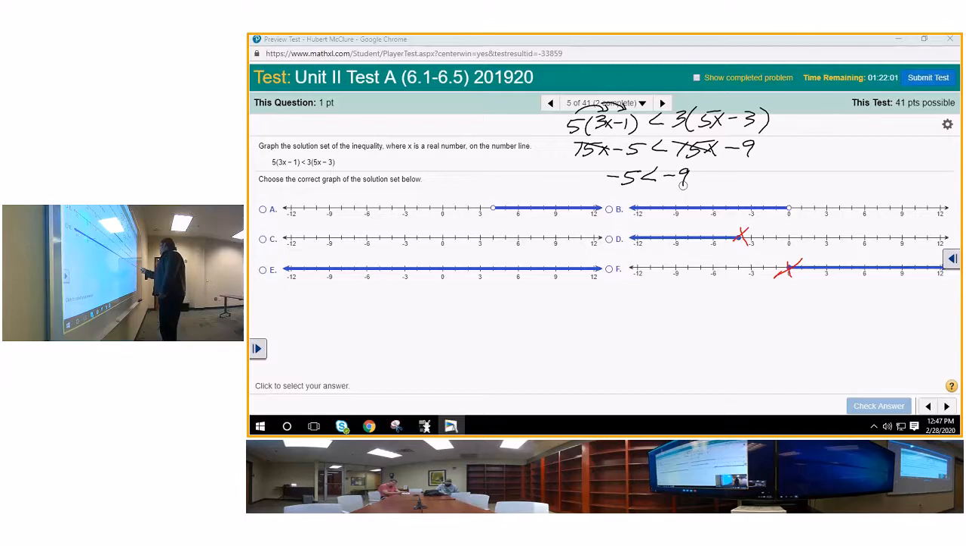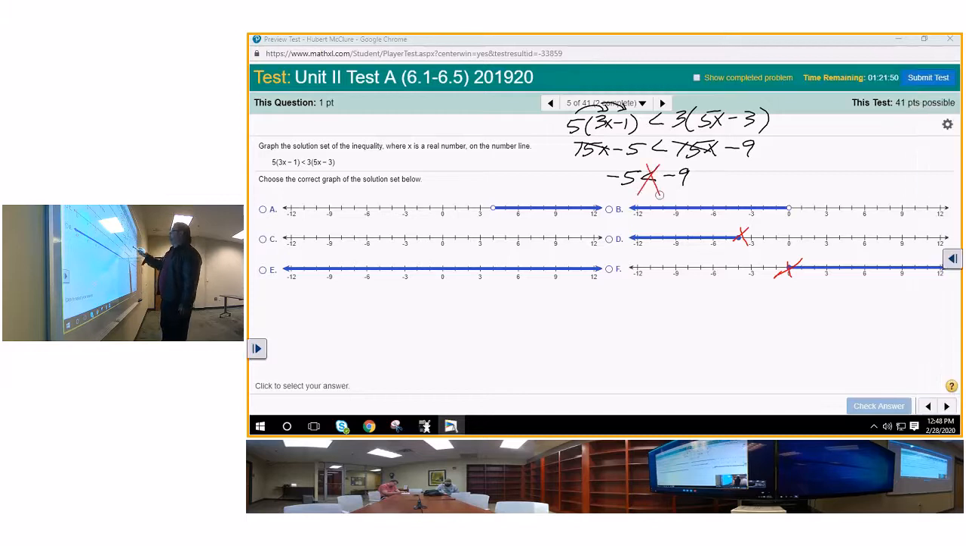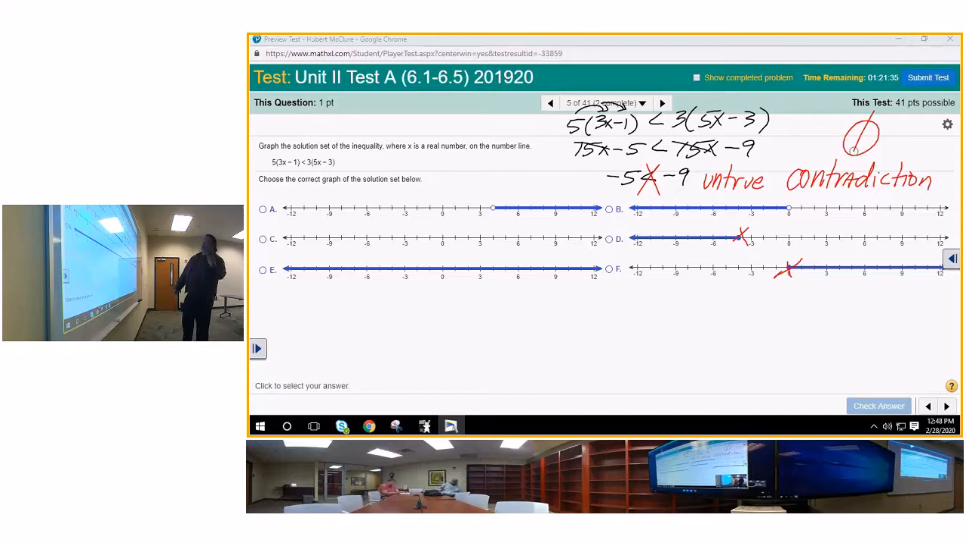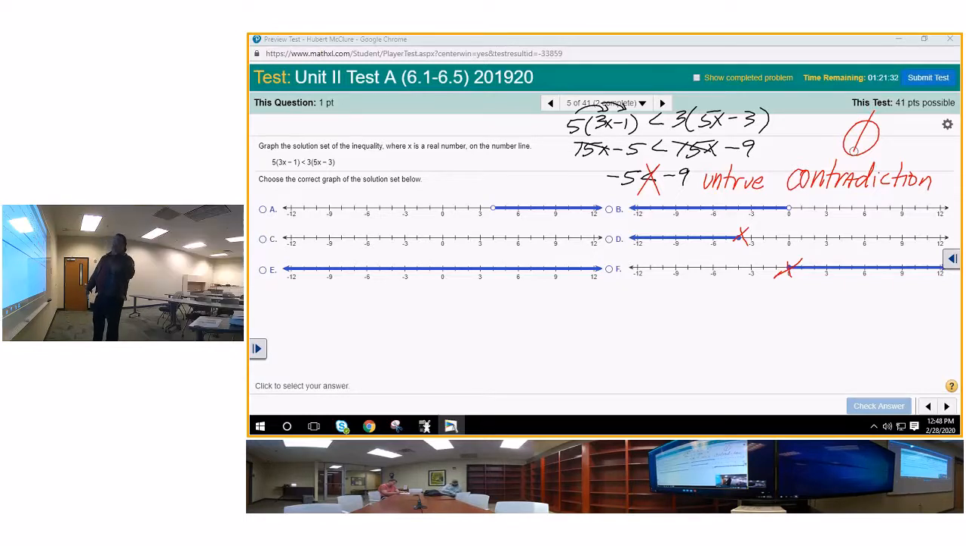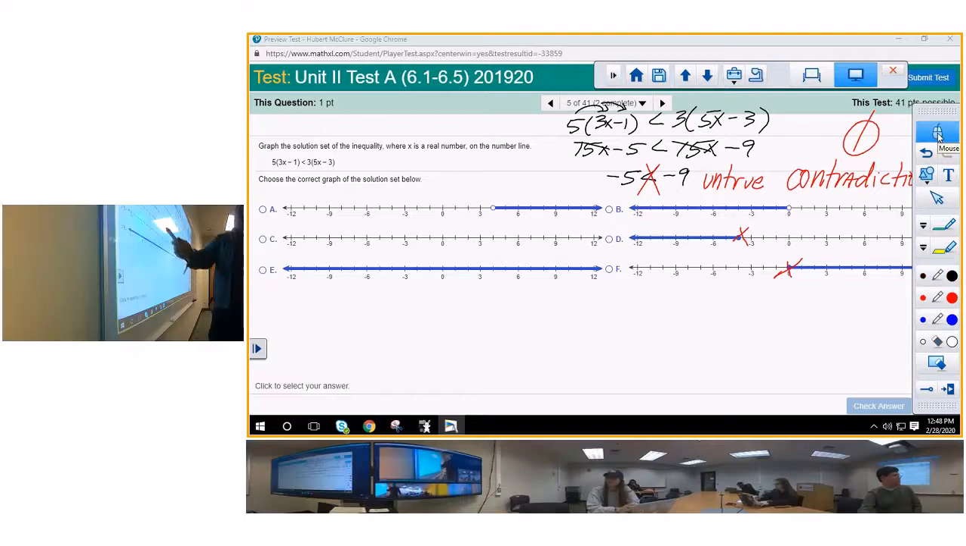No. I said no. So this is untrue, which means it is a contradiction. And a contradiction means what? No solution. Which one of those number lines, Alpha, Bravo, Charlie, or Echo, is no solution? Charlie. Golly, we got 2 people that actually listen.